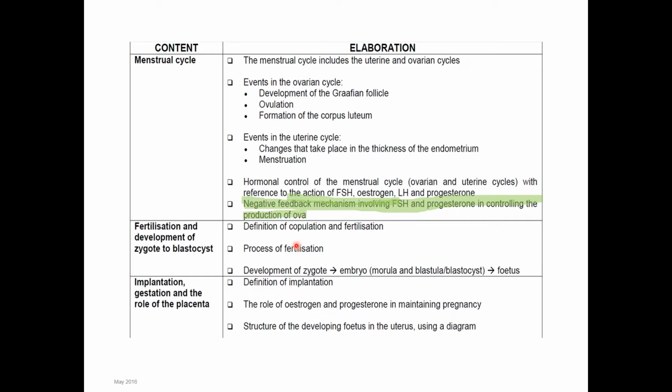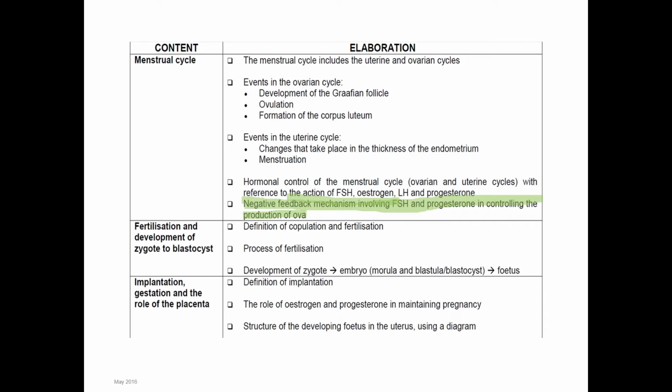Then, you must know the definition of copulation and fertilization, the process of fertilization, and then the development of the zygote into an embryo, morula, blastula or blastocyst, and then to the fetus. You must know the definition of implantation, the role of estrogen and progesterone in maintaining a pregnancy, and the structure of the developing fetus in the uterus using a diagram.